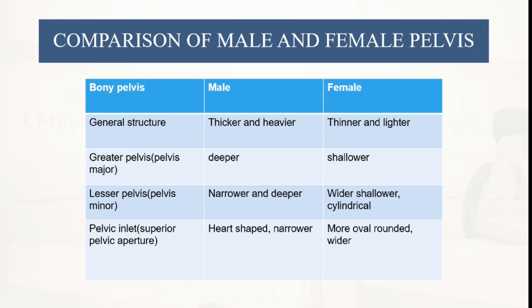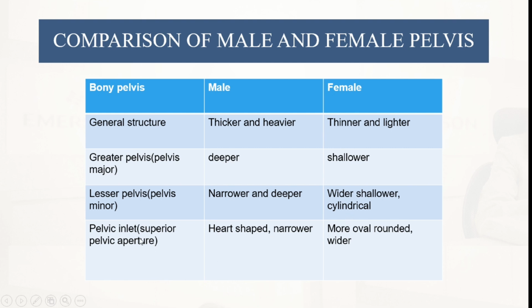In terms of the bony pelvis, males and females are different. In terms of general structure, the male one is thicker and heavier, whilst the female one is thinner and lighter. The greater pelvis, which is the pelvis major, is deeper in males and shallower in females. Then the lesser pelvis, which is the pelvis minor, in males is narrower and deeper, whilst in females it is wider, shallower, and cylindrical.